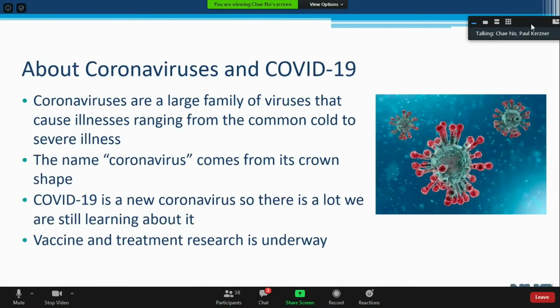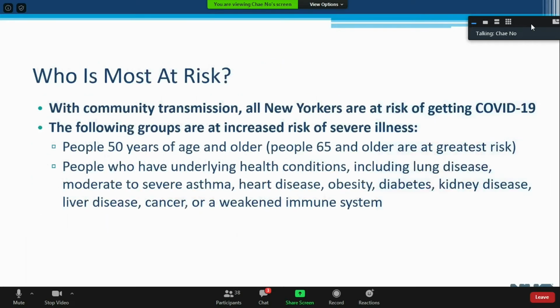As I covered back in March, coronaviruses are a large family of viruses that cause illnesses ranging from the common cold to severe illness. The name coronavirus comes from its shape. It looks like it has a crown. And COVID-19, the disease caused by SARS-CoV-2, is new. It was discovered in December of 2019, so it's only been 5 months. We're still learning a lot about it, and vaccine and treatment research is underway.